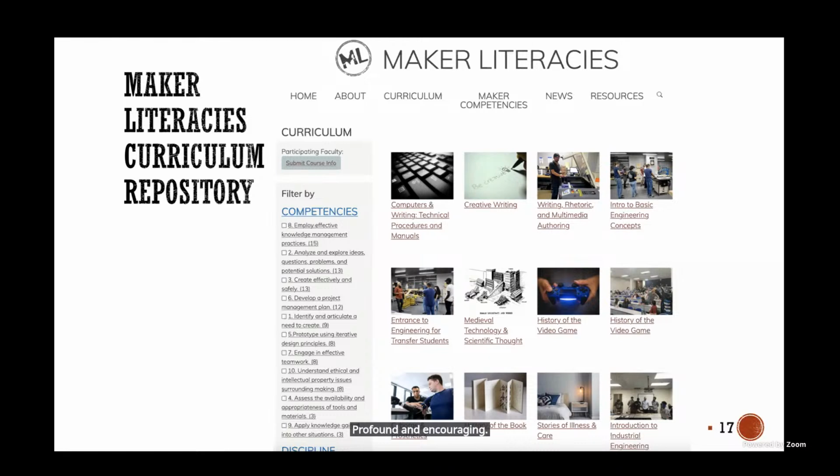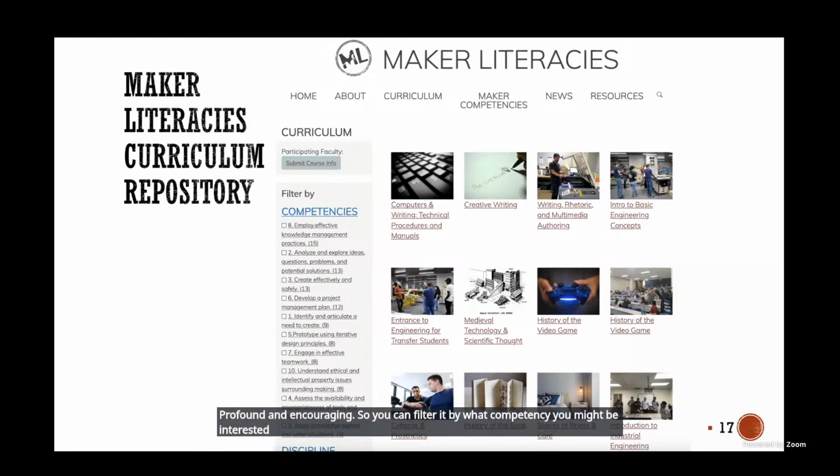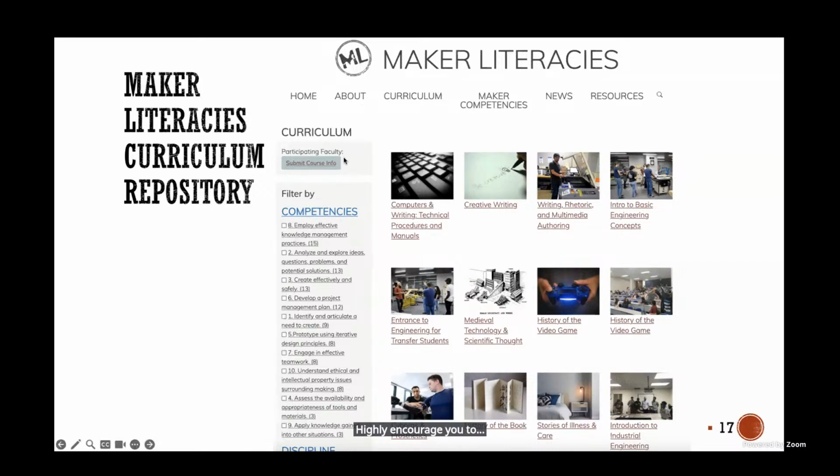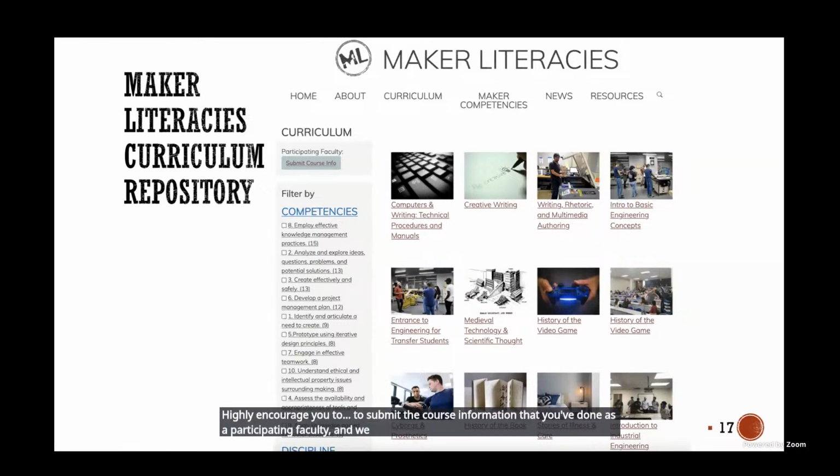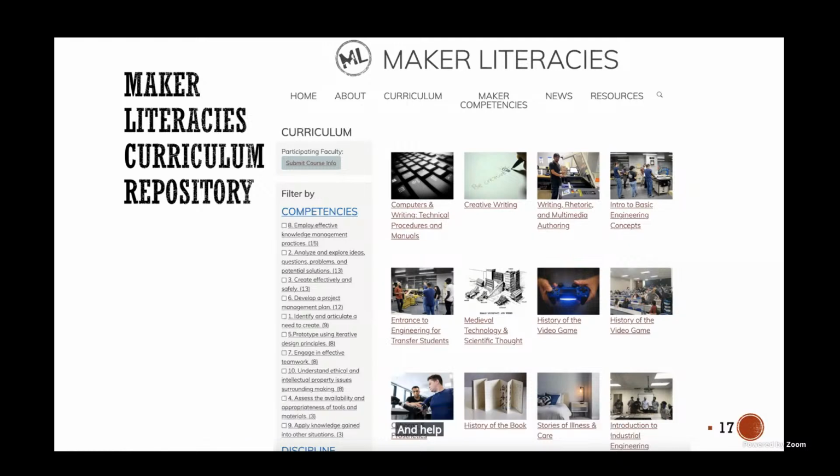So you can filter it by what competency you might be interested in, to see what curriculum other people have already developed, or by discipline, or by what institution it was developed at. If you are using this methodology in your courses, I highly encourage you to submit the course information that you've done as a participating faculty, and we can highlight you and your work and essentially give you a Creative Commons open way to publish the curriculum that you've done and help accelerate and highlight other people adopting that and building community that way.